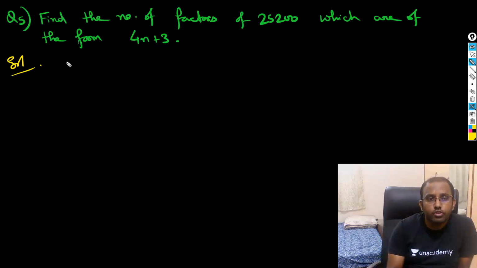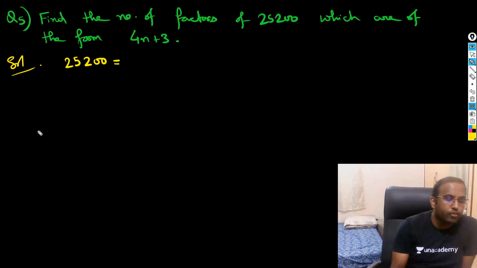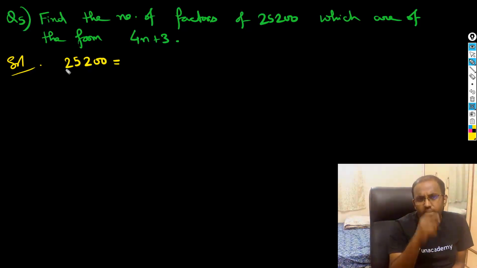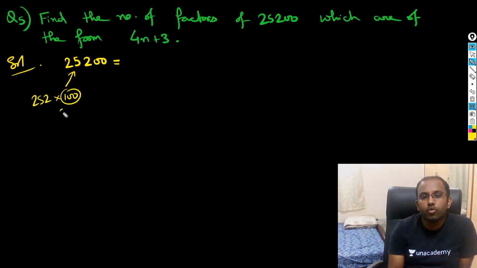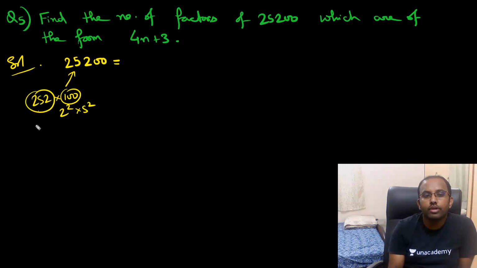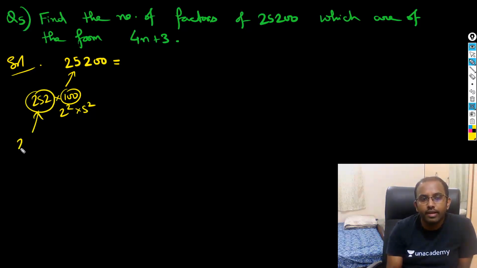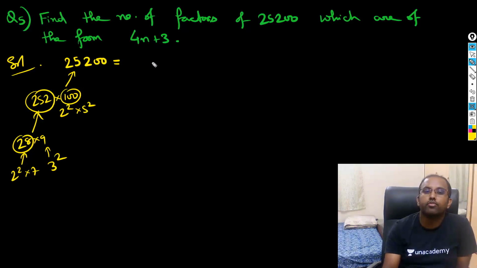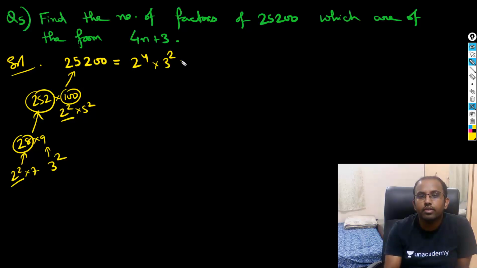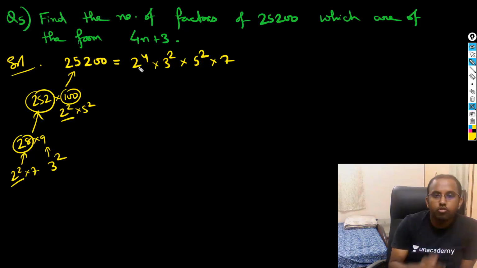How to solve such questions? We just factorize 25,200 quickly. It's 252 into 100. 100 is 2 square into 5 square. 252 is basically 28 into 9, that is 2 square into 7 into 3 square. If I combine, I get 2 raised to 4, then 3 square, then 5 square, and then a 7 here, right? 7 is to the power 1.